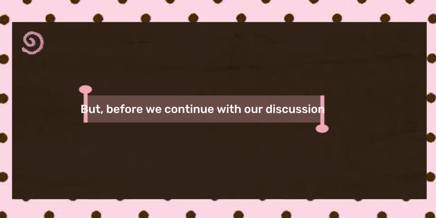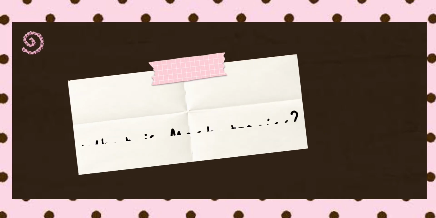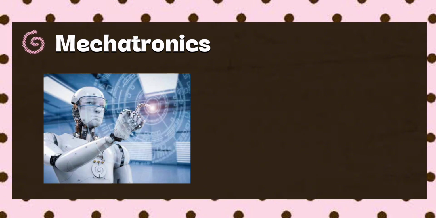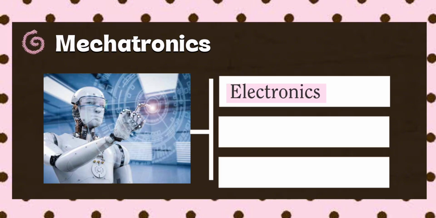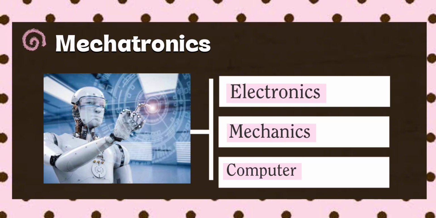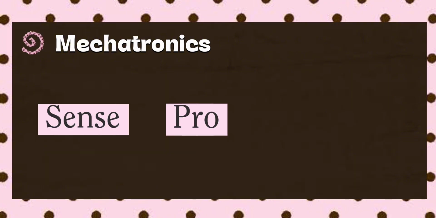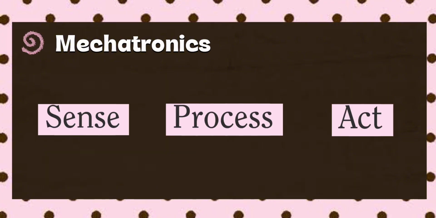But before we continue with our discussion, let us first define what is mechatronics. Mechatronics is a field that combines electronics, mechanics, and computer technology to create intelligent machines. Behind every robot and automated system are electronic components that allow machines to sense, process information, and perform actions.